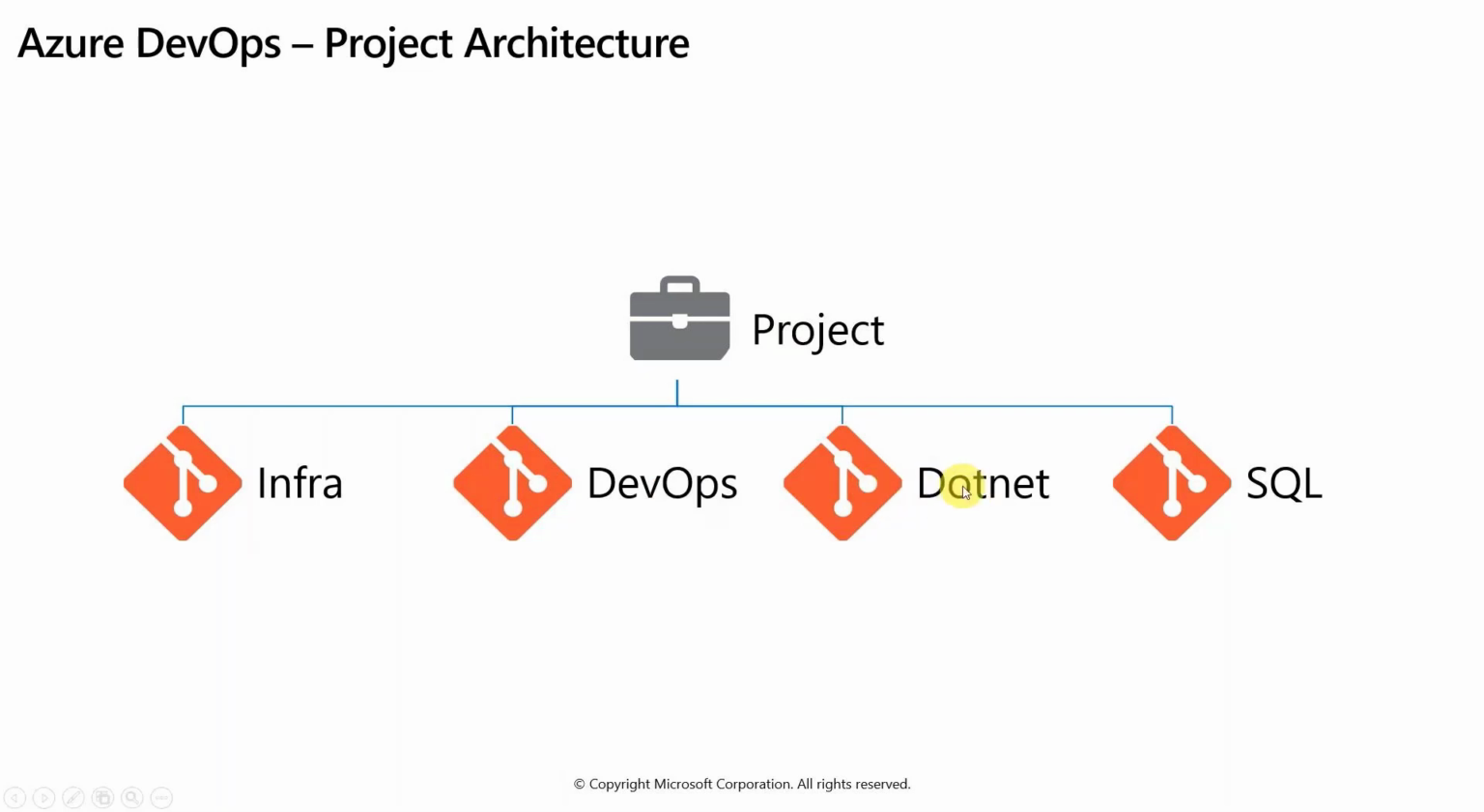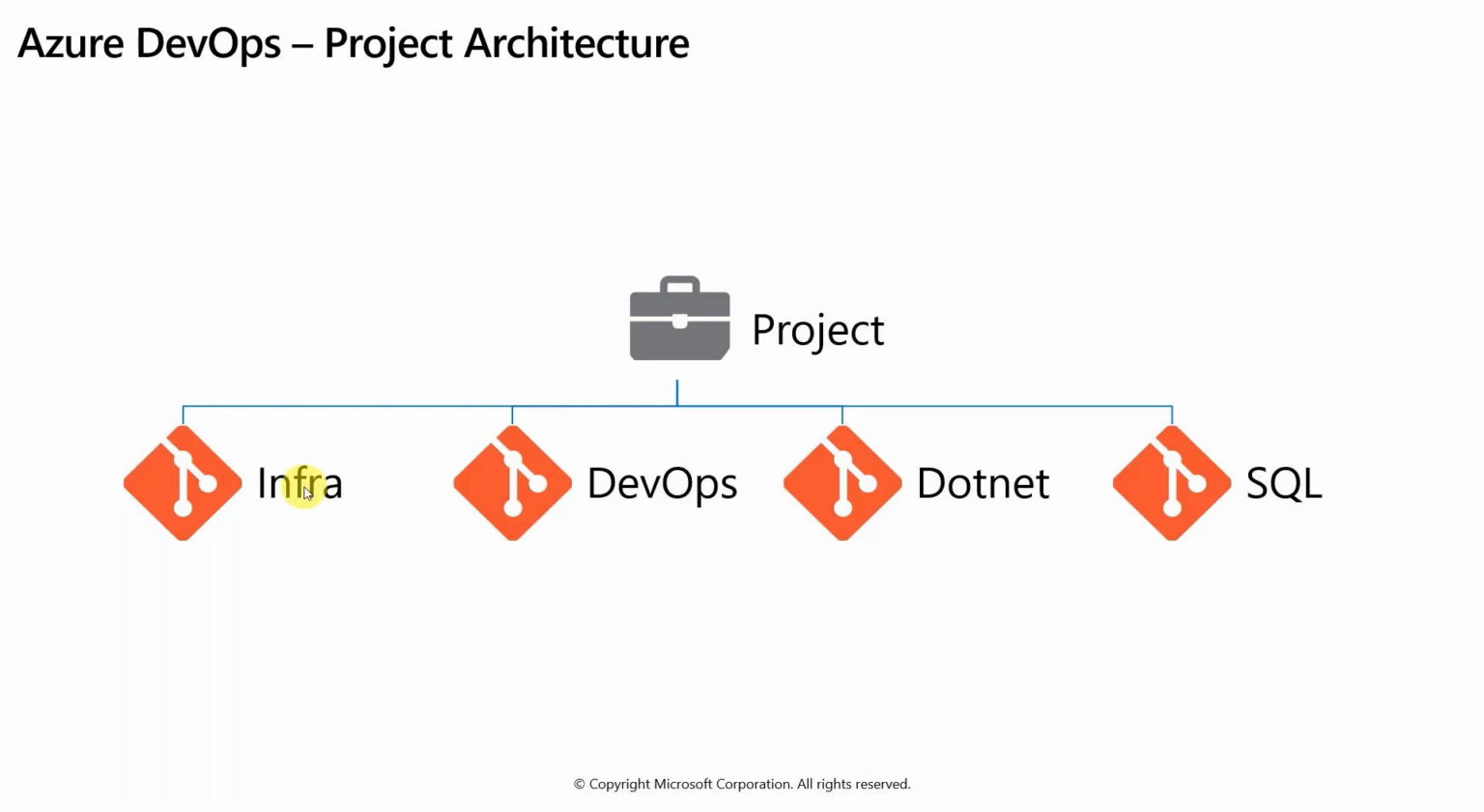For example, .NET developers, of course in the same project, will have one or more repos. If they create APIs and web applications, then each of them will have either one repo or multiple repos. It's up to them. Same with SQL people: they will create a repo for SQL objects. DevOps will create all DevOps pipelines in their repo, and the infra team, whether they use Terraform or Bicep or ARM templates, will have a separate repo.